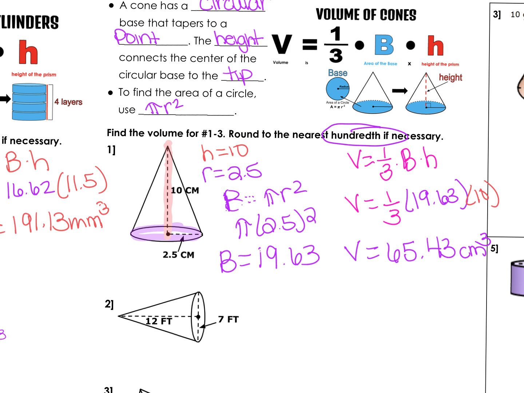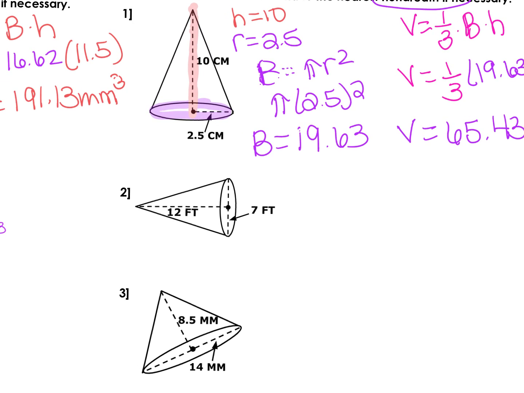So let's take a look at this next one together. Same thing. I'm going to identify my base. Notice this one we just turned on the side, but my base is still going to be circular. And then my height connects that base to that point. Let's see, my height is 12. And from my base, I need the radius.